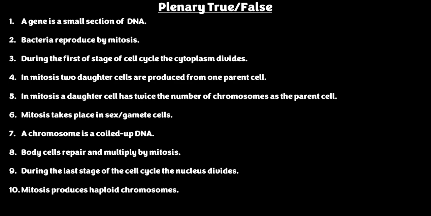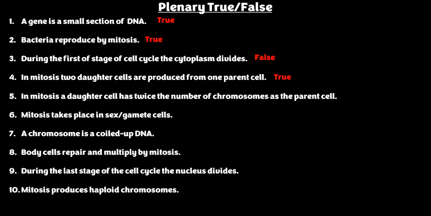Now, let's look at these questions to summarize the lesson. First question says that a gene is a small section of the DNA. This is true. Second question says bacteria reproduce by mitosis. That is true. During the first stage of the cell cycle, the cytoplasm divides. That is false. In mitosis, two daughter cells are produced from one parent cell.